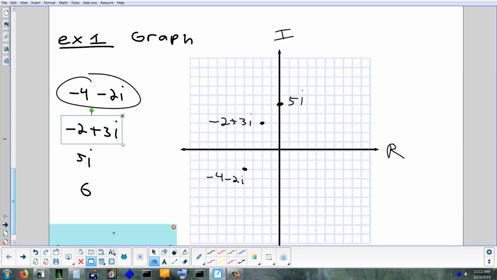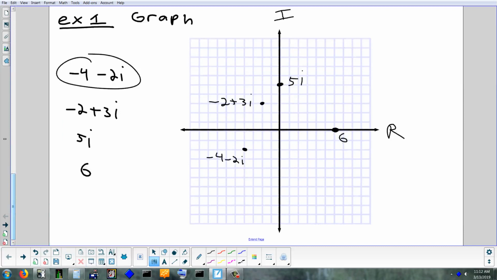And 6. What's the real part of 6? 6. Imaginary part? 0. So real part of 6 means just go 6 to the right. 2, 3, 4, 5, 6. If you want to think of it as 6 plus 0i, you can, but we usually just write 6.